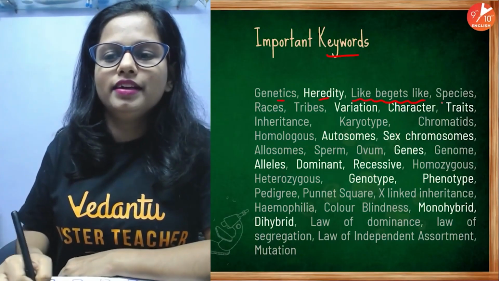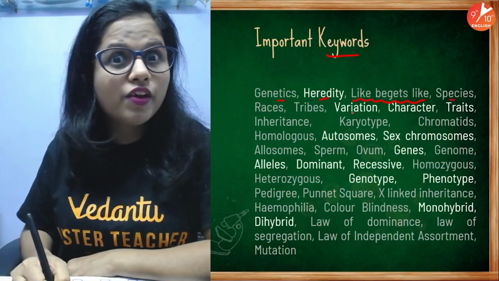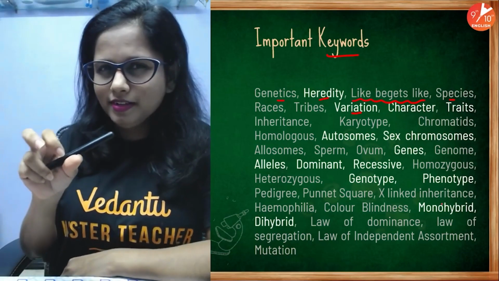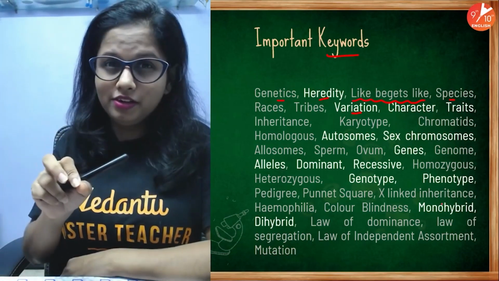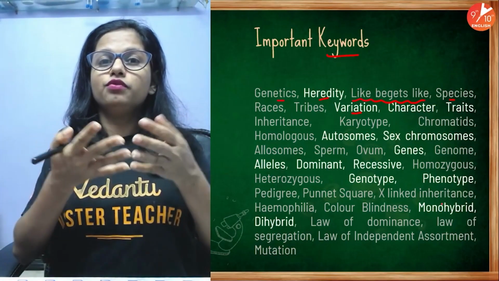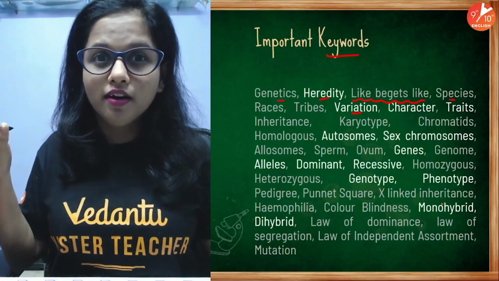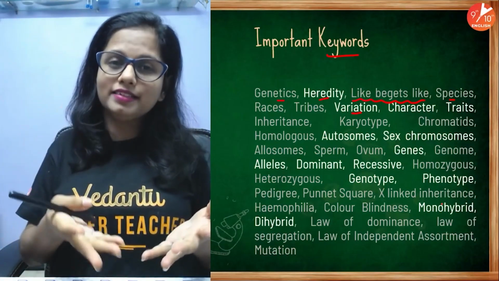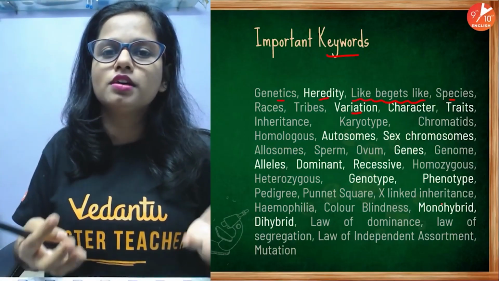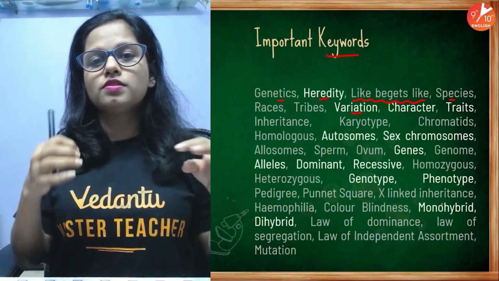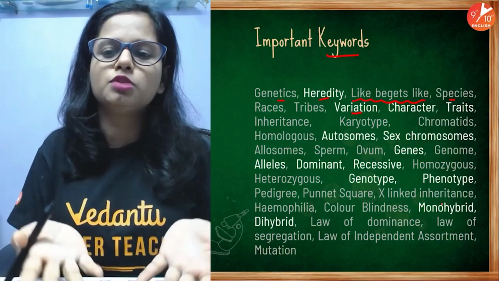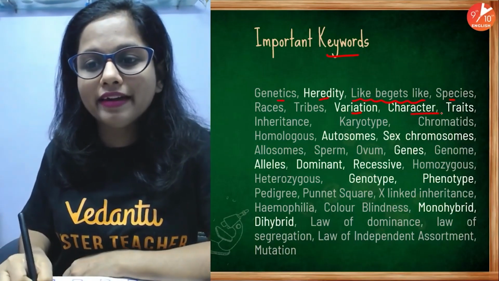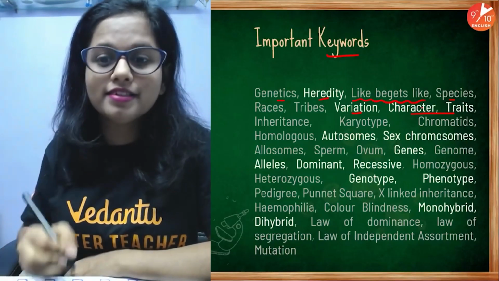Okay, then species, variation. Variation adds spice to life, but here it is not that variation. Here we are talking about the variation in terms of characters, variation in terms of the traits that are seen in different individuals. People, these are the variations which have led to such a huge biodiversity on this planet Earth. So variation.